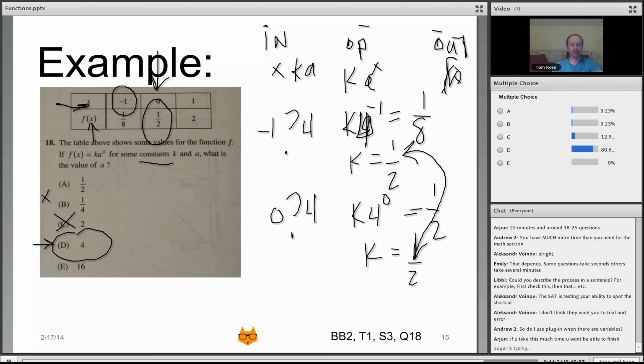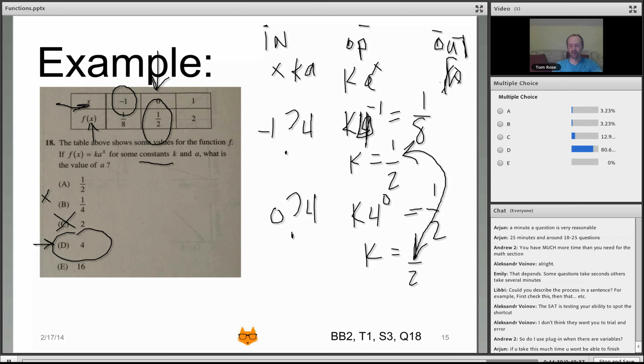Alexander, that's an interesting way of looking at it. What he's saying is the SAT is testing your ability to find the shortcut, not testing your ability to do trial and error. You're right. They're testing you on not only being able to get the question right, but being able to get the question correct quickly. You need to be able to do both things.